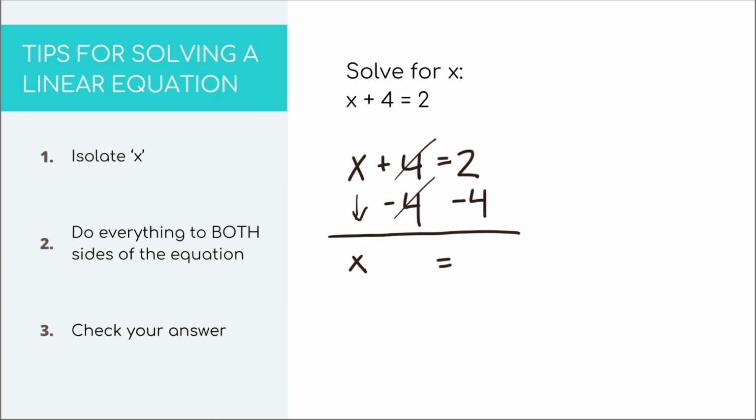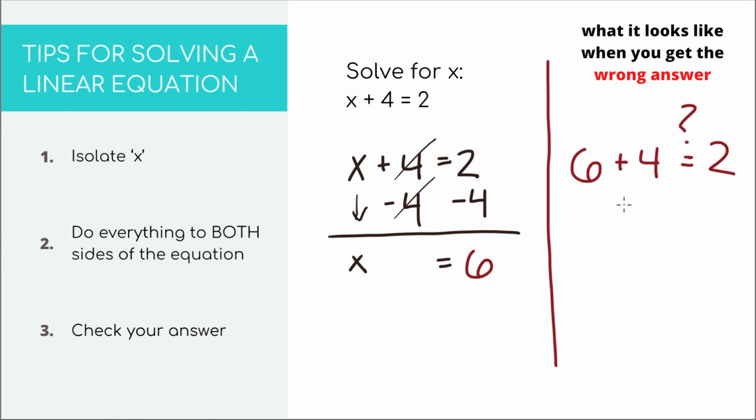I also want to show you guys what getting the wrong answer looks like. So say instead of subtracting 4, we added 4 by mistake. So as our answer, we get x equals 6. When we plug in 6 for x, we'll get that 10 equals 2, which is definitely not true because 2 equals 2. So you know you have the wrong answer and you have to go back and check your work. But no big deal, you'll get the right answer the second time around.